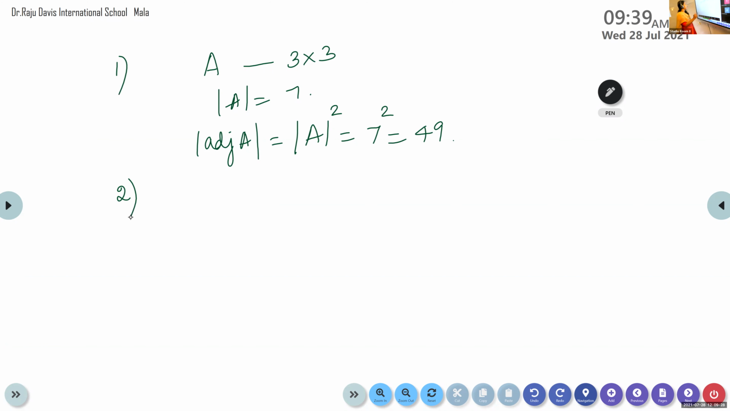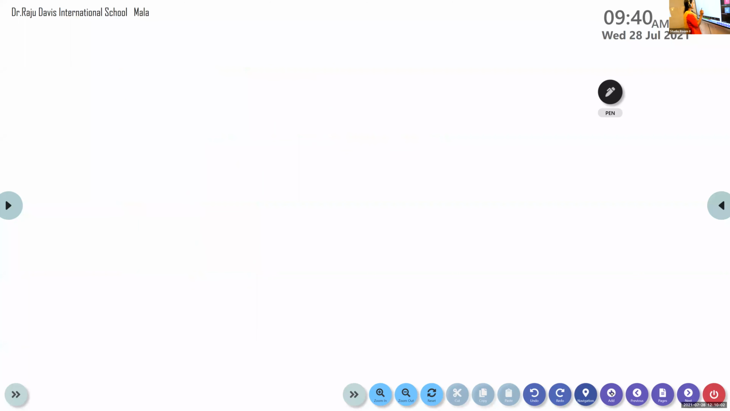A is a square matrix of order 3 by 3 and determinant A is equal to 9. What is the determinant of 2 into adj A? Okay, how will you find this? Listen, for doing this, we have learned one property.